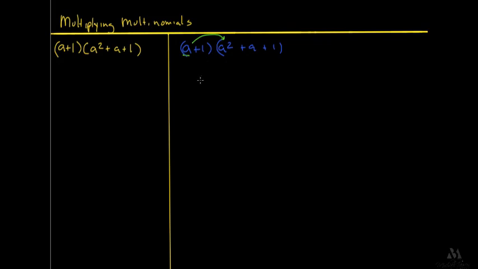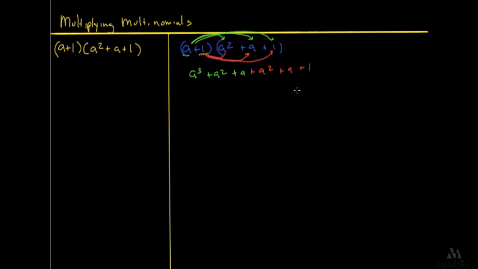So a times a squared is going to be a cubed. A times a is going to be a squared. And finally, a times 1 is going to be a. Now let's go to our next term, the 1, and 1 times a squared is simply a squared. 1 times a is simply a. And finally, 1 times 1 is going to be 1.